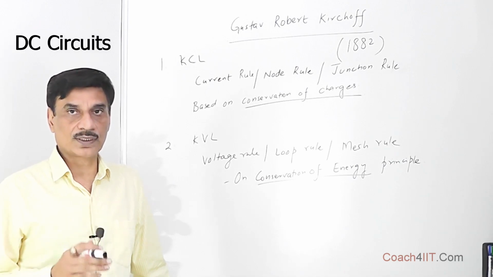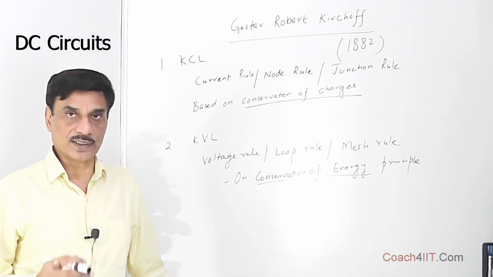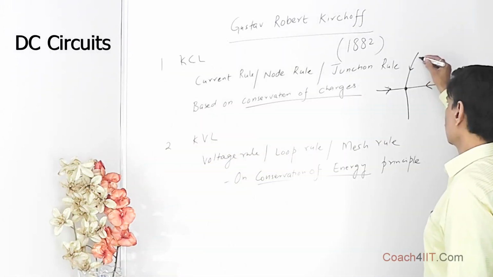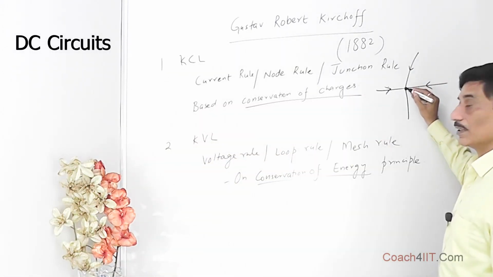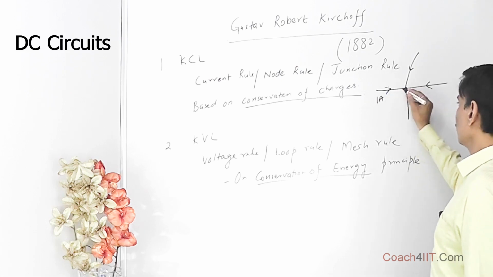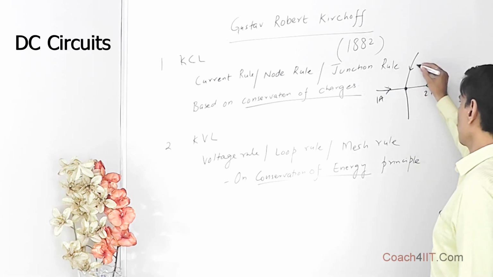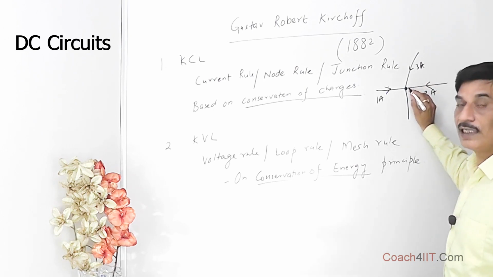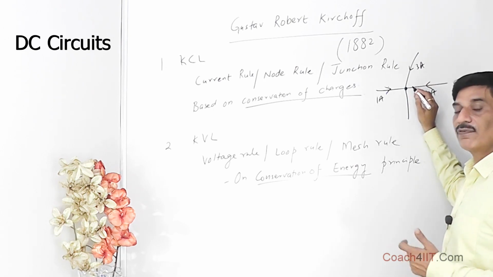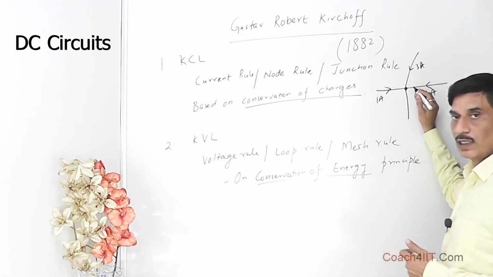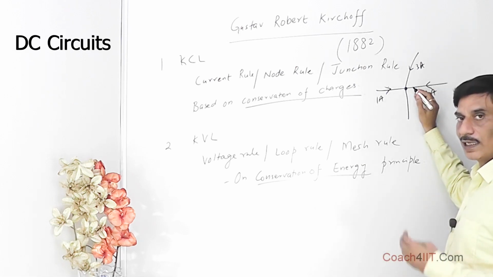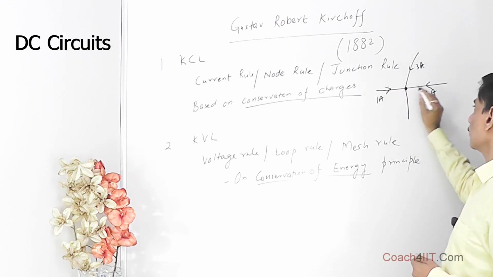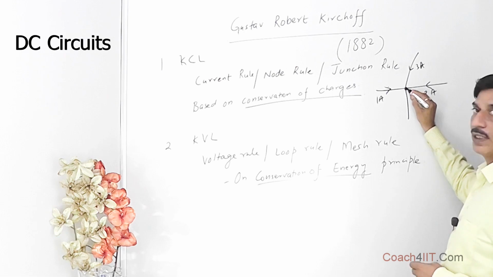Kirchhoff current law is based on the conservation of charge. It means if we have any junction, whatever current is coming towards the junction, the same current should exit. If 1 ampere is coming over here, 2 ampere over here, 3 ampere over here, the currents cannot accumulate. I is dq by dt, that is, current is the rate of flow of charge. So when we talk about current, we are indirectly talking about charge. So no charge can accumulate here.